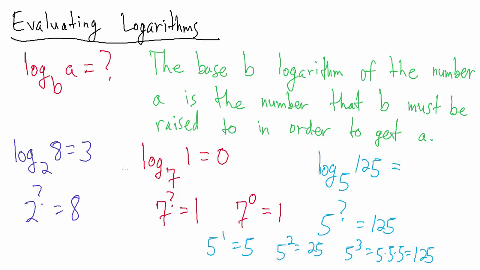So the answer is again 3. The base 5 logarithm of 125 is 3, because 5 to the third power is 125. The base 5 logarithm of the number 125 is the number that 5 must be raised to in order to get 125, and 5 has to be raised to 3 to get 125. Now let's look at a couple examples that are a little more complicated than that.